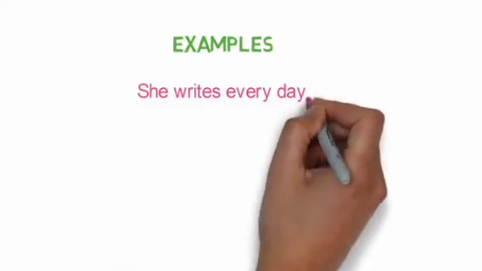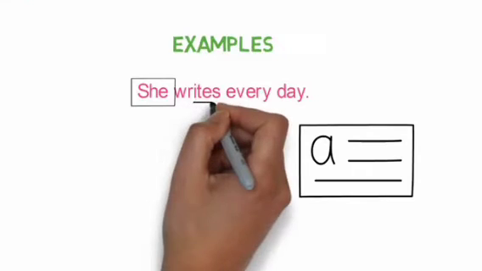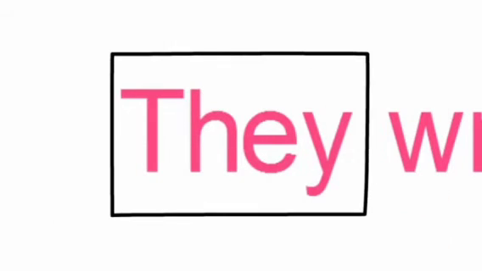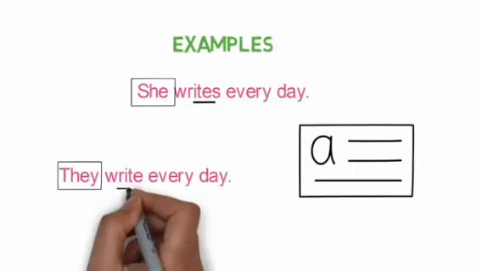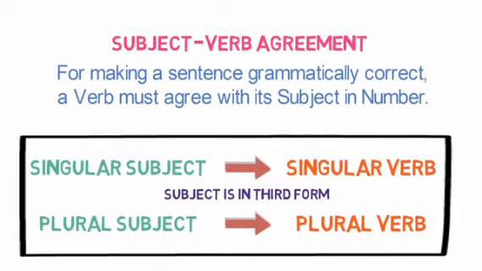For example, she writes every day. She is a singular subject, so it takes the verb writes, which is a singular verb. So let's look at another example. They write every day. They is a plural subject, so it takes a plural verb. This is the basic rule of subject-verb agreement.